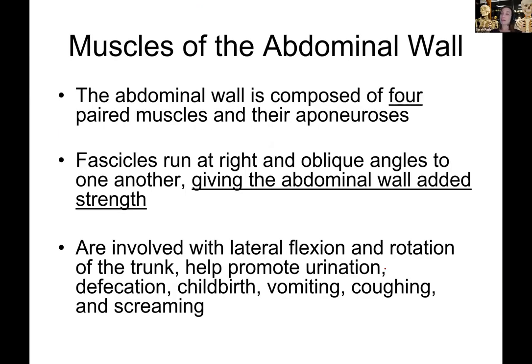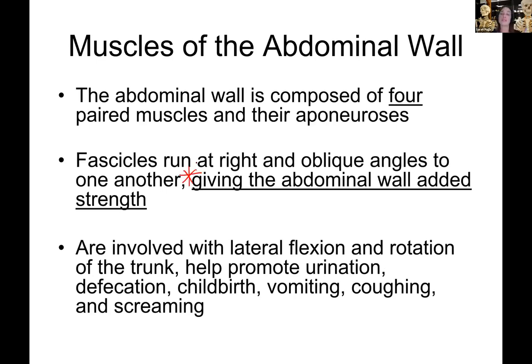All right, so we're going to move down into the abdominal cavity. So the abdominal wall. I mentioned this already. So the abdominal wall has 4 muscles. They all sit on top of each other. And the fascicles that are in those muscles are all running at different directions. So we have rectus running up and down, transverse running right and left, and obliques running at diagonals. So this is going to give the abdominal wall extra strength.